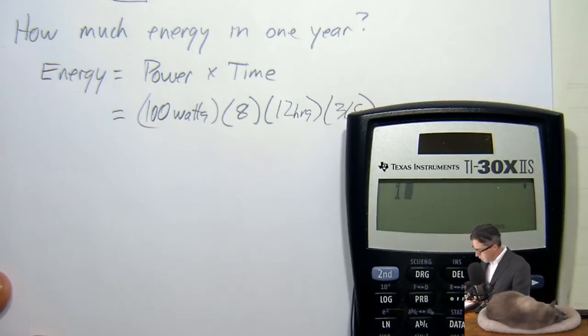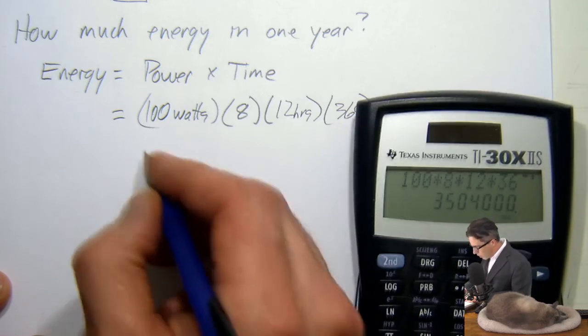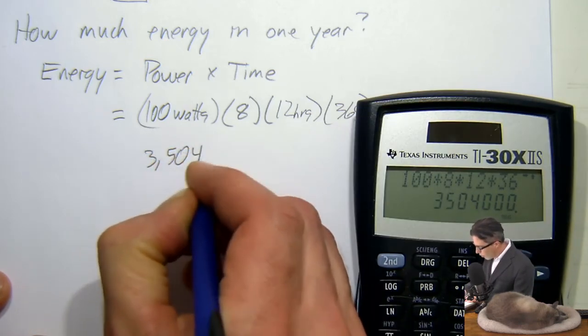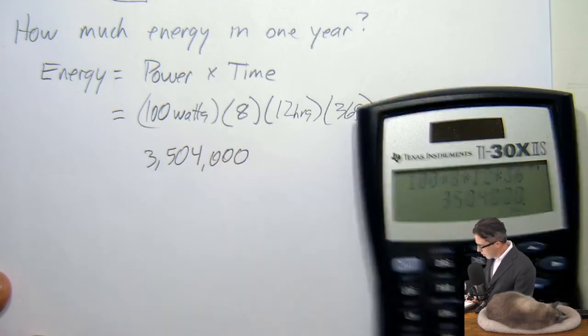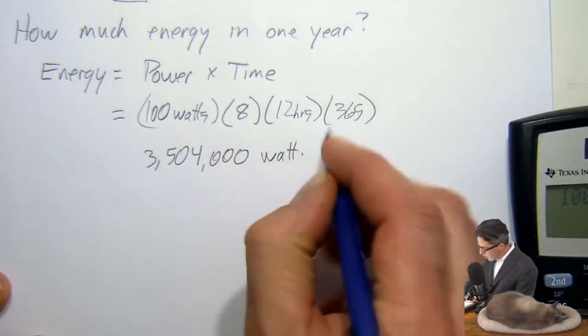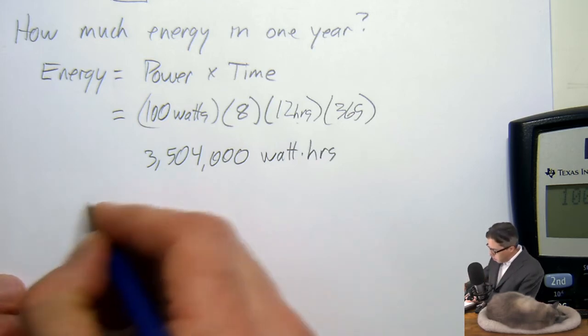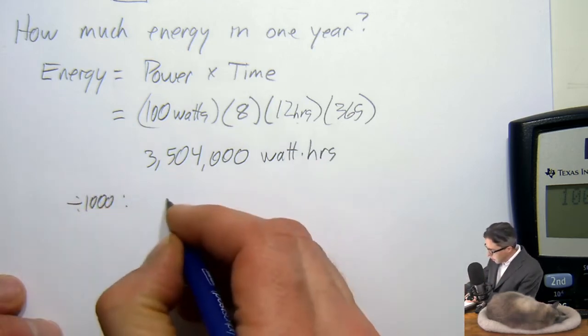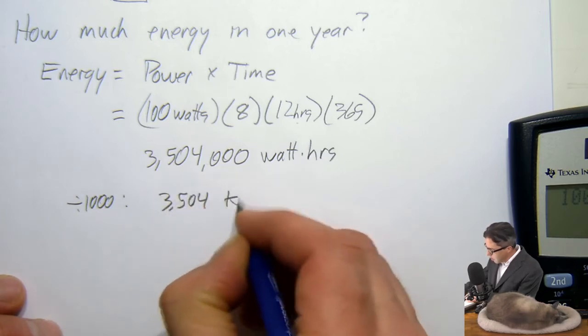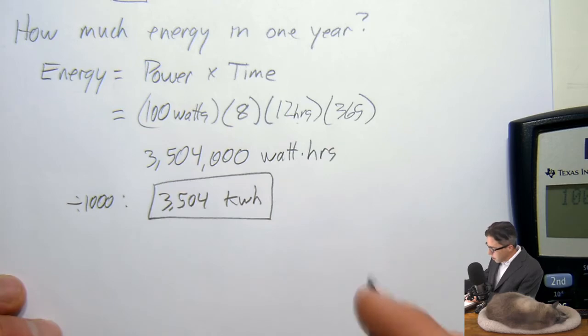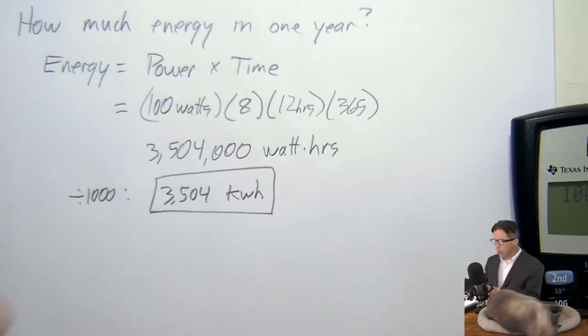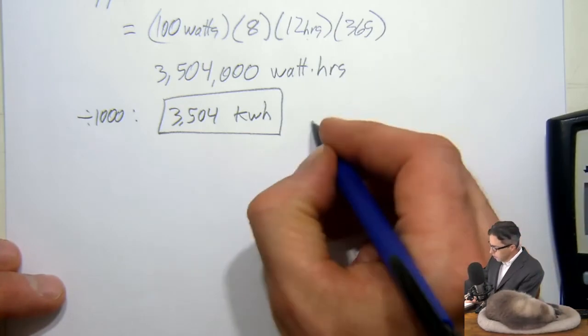So I have 100 times 8 times 12 times 365. So I get 3,504,000 watts times hours, watt hours, right? We're going to convert this to kWh, so I'm going to divide by 1,000, and that gets me 3,504 kilowatt hours. So that's how much energy I have generated on my roof with my solar panels.